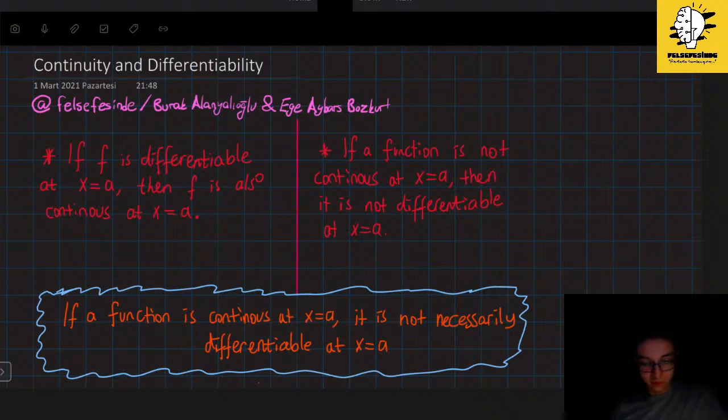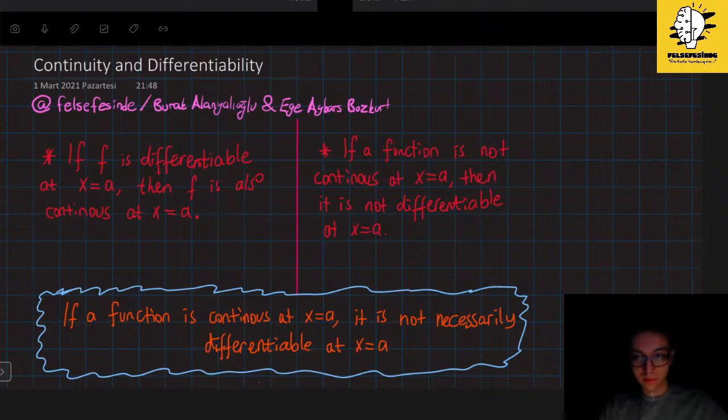So the rule says if function f is differentiable at x is equal to a, then f is also continuous at x is equal to a. But if it is not continuous, then it's not going to be differentiable. This is a very important concept to remember. This is also a topic from YKS, Turkish curriculum. So if you listen to this very carefully, then you will have no problem with IET math. This is Turkish curriculum lesson.